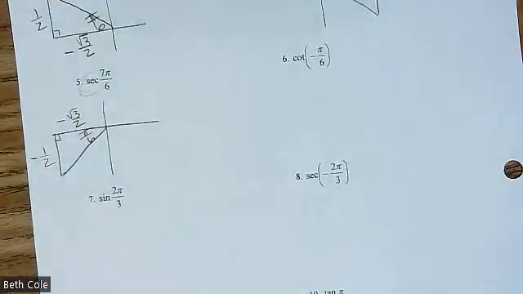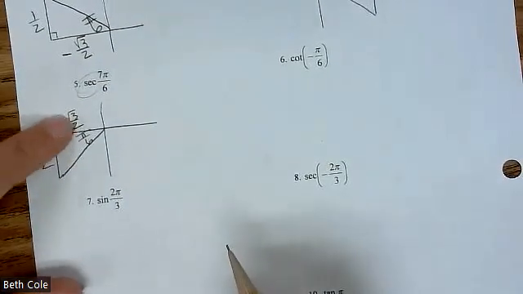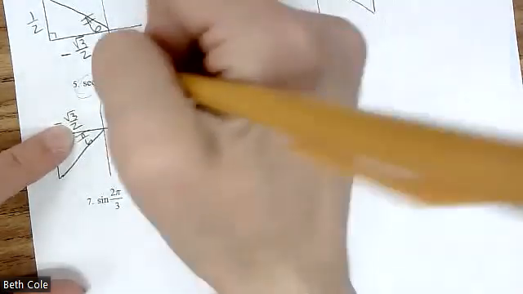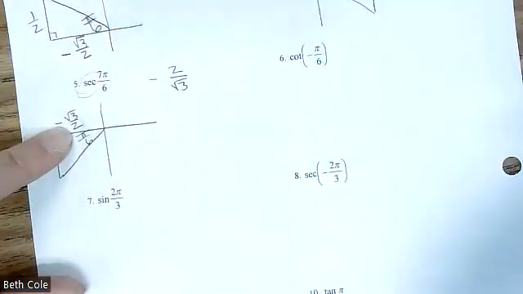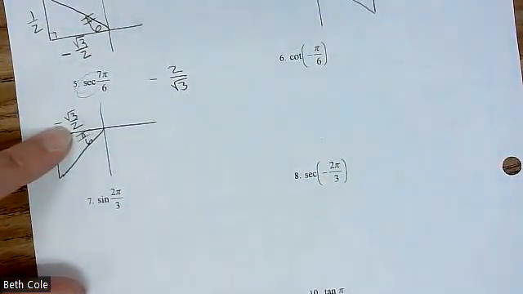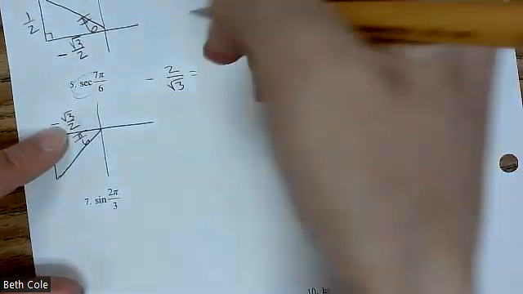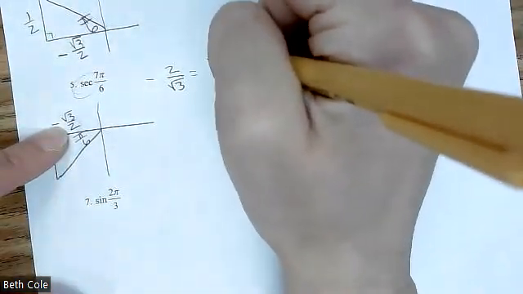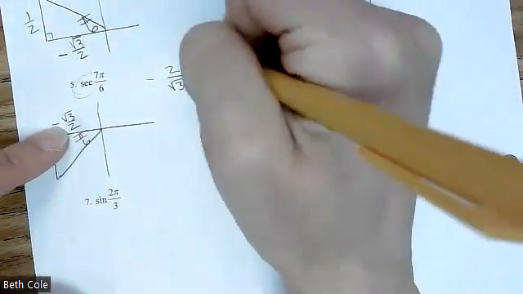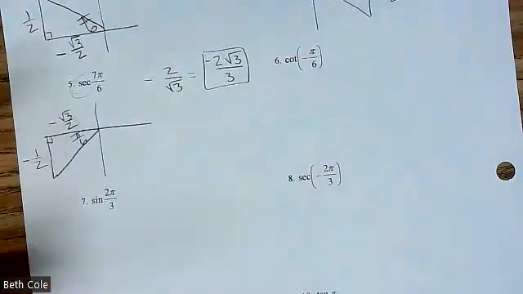It says secant. Secant means we're going to flip the x value. This is your x value, so we're just going to flip it over. Don't write 1 over negative square root of 3 over 2. That ends up confusing everybody. Just flip it. And then when you rationalize that, it'll be negative 2 square root of 3 over 3.